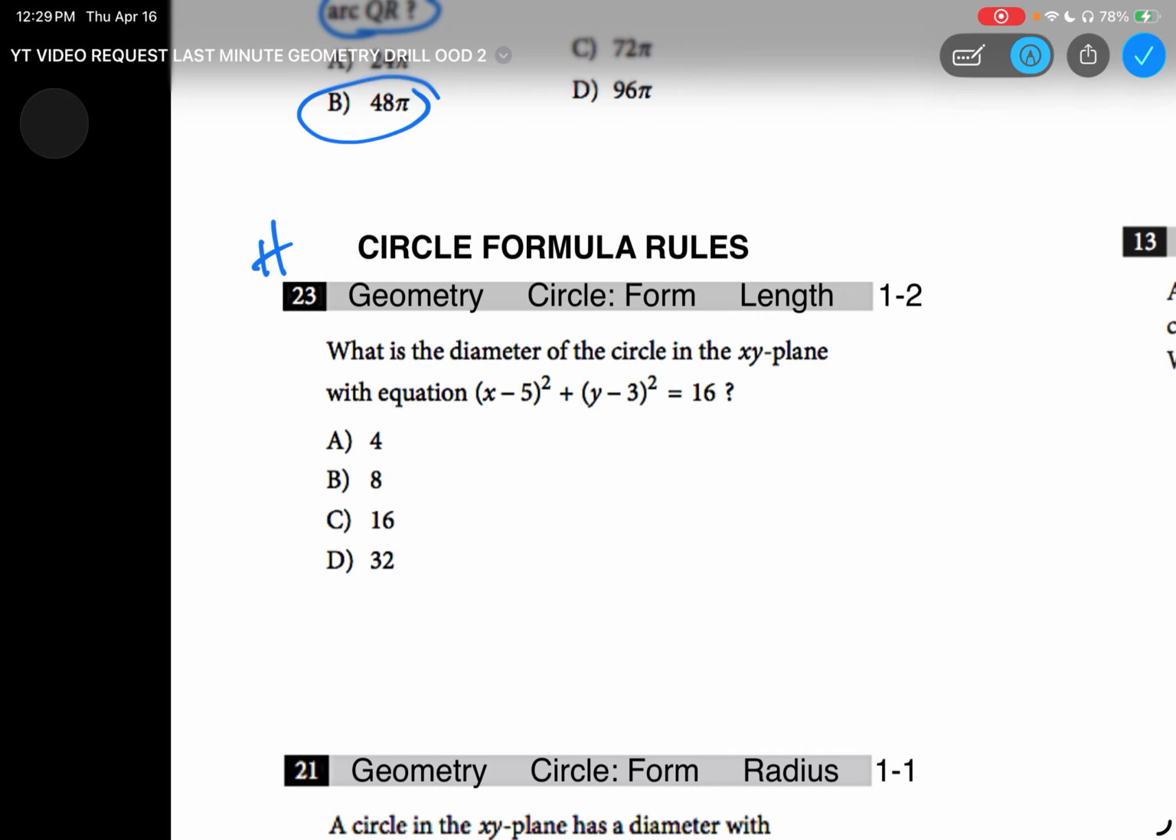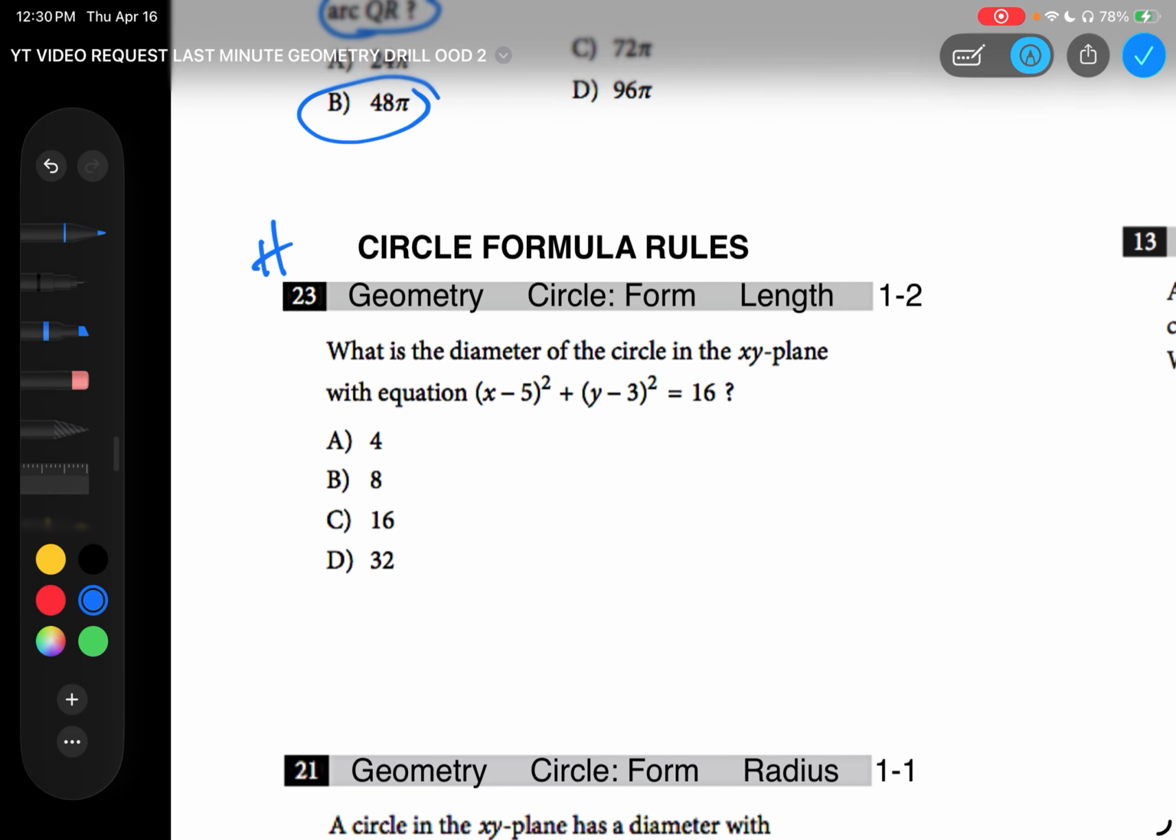Next question, number 23, is supposedly hard. Yeah, they say it's hard. It's in the 20s. We know they get a little dirty there. Now they're showing us circle formula rules. Let's go into the world of circle formulas.